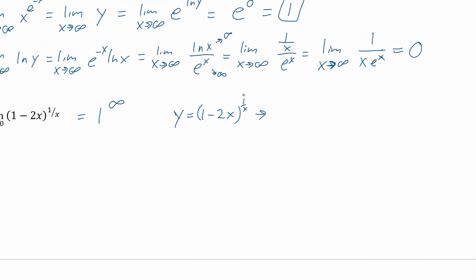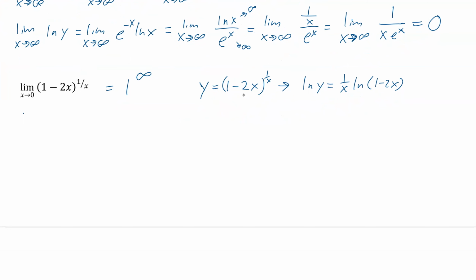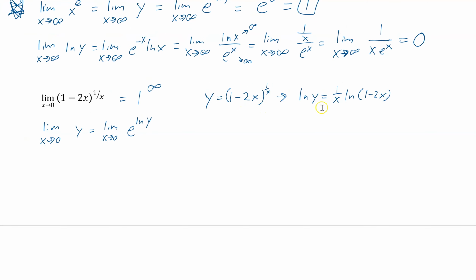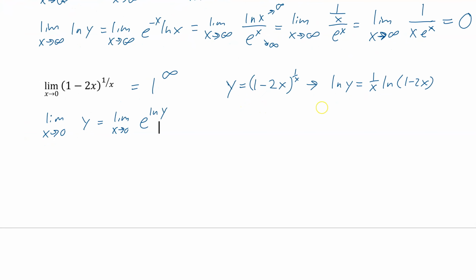And then now we can say that our ln of y is equal to, I'm going to do this all in one step now, 1 over x ln of 1 minus 2x. And we come back over here, and we say the limit as x approaches 0 of y would be the limit as x approaches 0 of e to the ln of y, just like before. And now we have our ln of y. So we go limit as x approaches 0. See, they're all the same. You just have to practice with them.